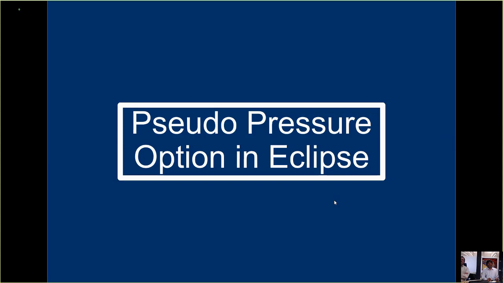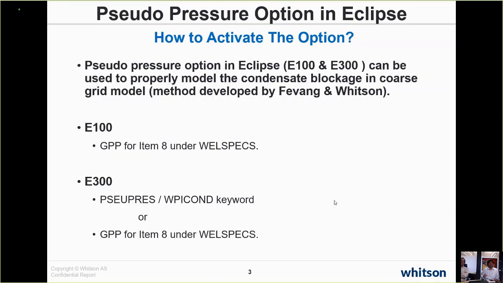So first is the pseudo pressure option in Eclipse. If we want to activate it, then how to do it. As we know, the pseudo pressure option, you have already discussed, Curtis, about this. So in Eclipse 100, we have to write this GPP under item 8 under the WELSPEC keyword.